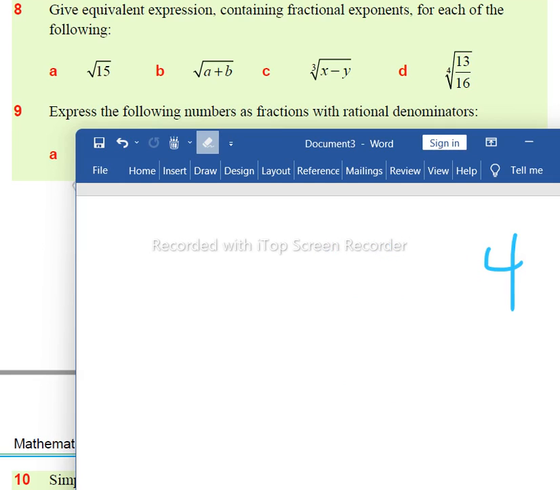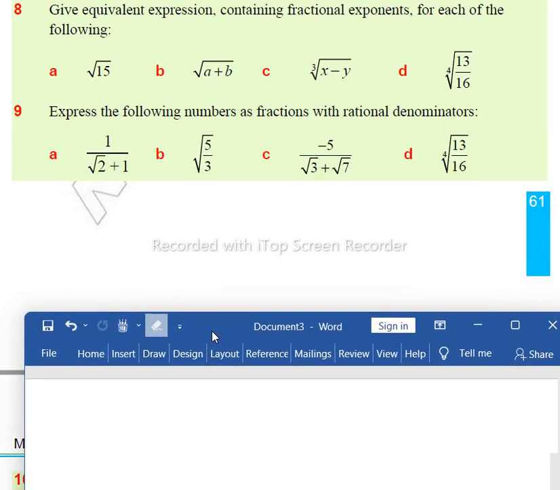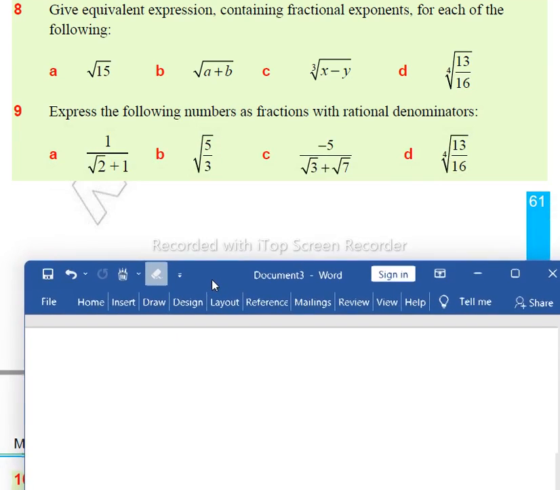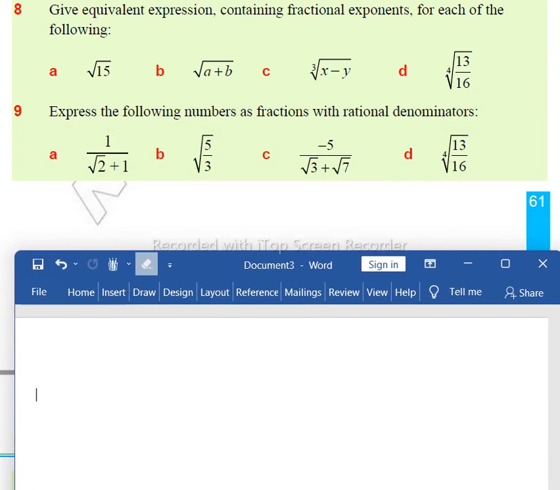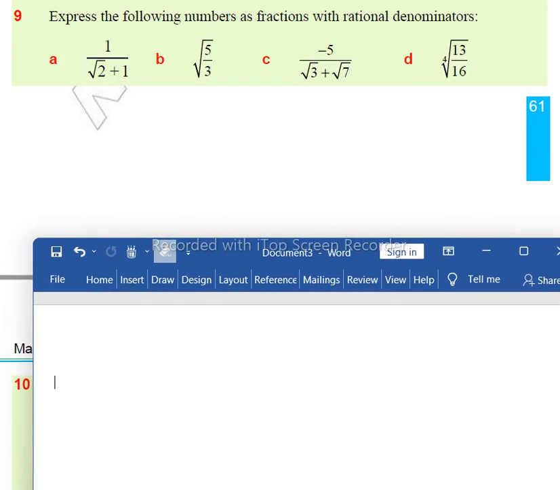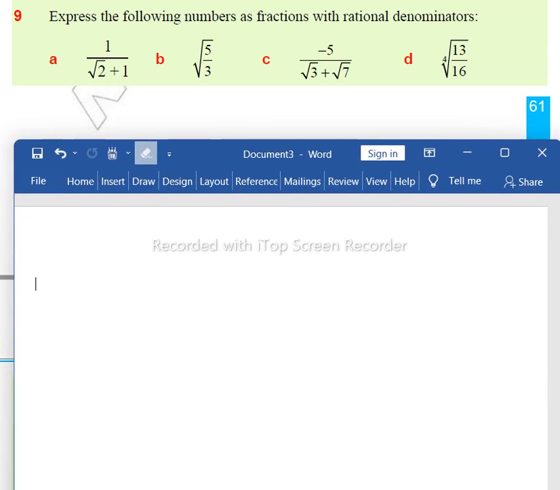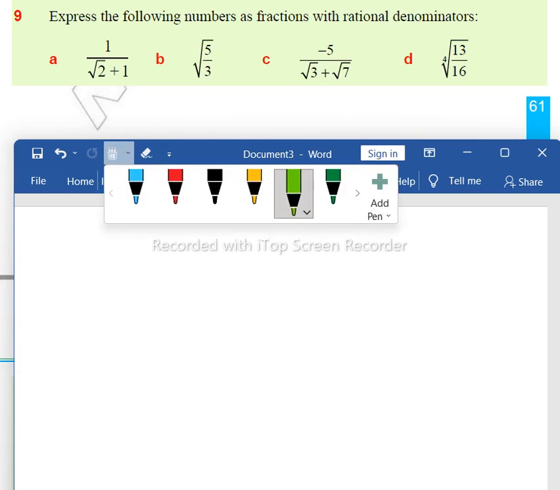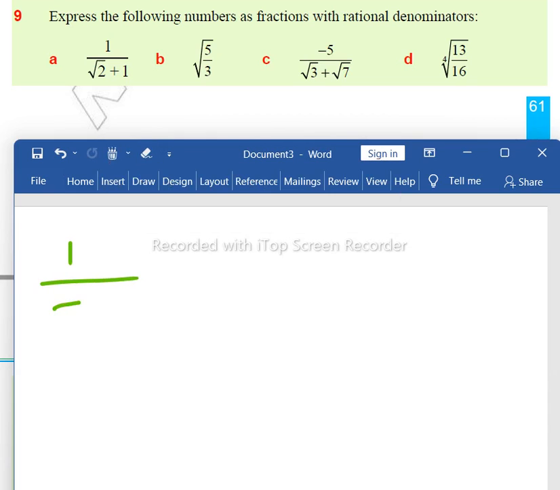We have the given question: express the following numbers as fractions with a rational denominator. We did this many times in previous examples. We can write this number by rationalizing the denominator. Let us start from question number 1. We have the given question 1 over the square root of 2 plus 1.